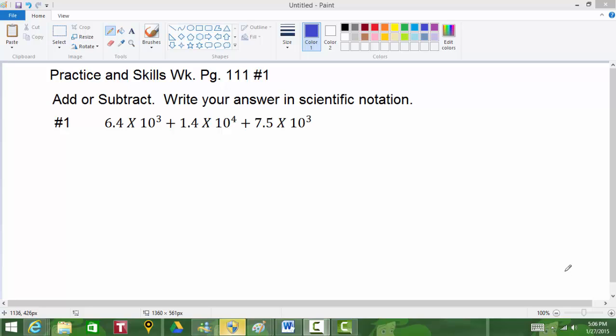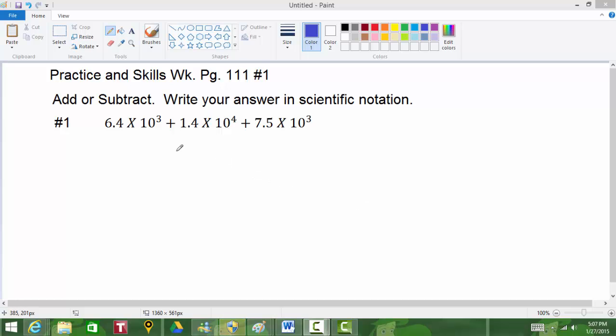Okay, we're going to be doing a problem from the Practice and Skills workbook. It's page 111. Problem number 1, add or subtract. Write your answer in scientific notation. And they give you 6.4 times 10 to the third plus 1.4 times 10 to the fourth plus 7.5 times 10 to the third.